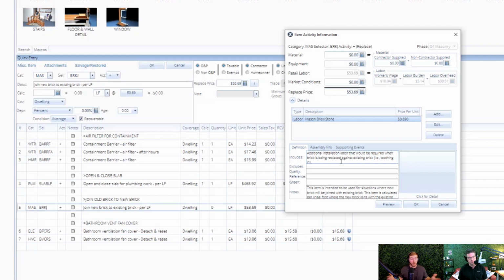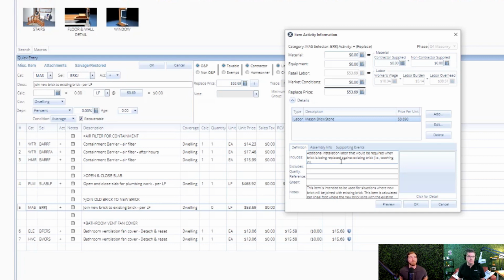So this is great. It's nice to see them continue this concept of if you're trying to match new stuff to old existing stuff, there's usually some additional labor that goes around ensuring that those things look good and return to pre-loss condition. So generally speaking, it's great to see that this has been added to the masonry category to allow people to attempt to tie in new brick to existing brick and make it all look good.